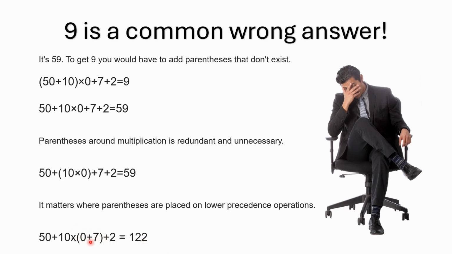Why? Because 0 plus 7 must be done first in the parentheses. 0 plus 7 is 7. 10 times 7 is 70. 70 plus 50 is 120, plus 2 is 122. You completely change the problem by putting parentheses around the 0 plus 7. But again, around the 10 times 0, it's redundant.